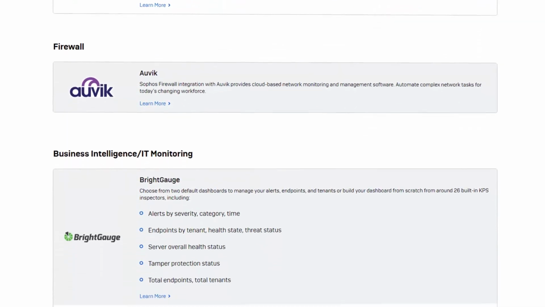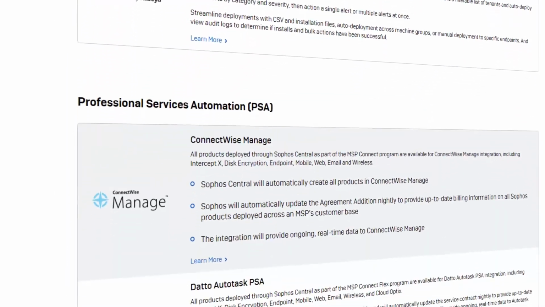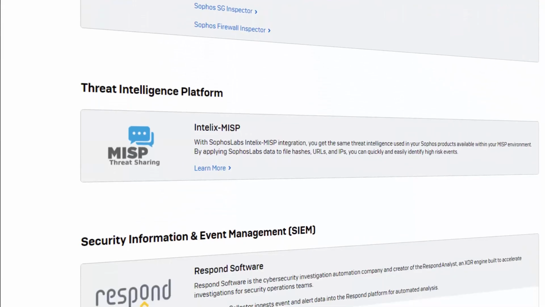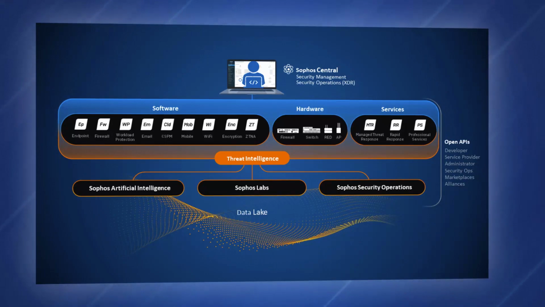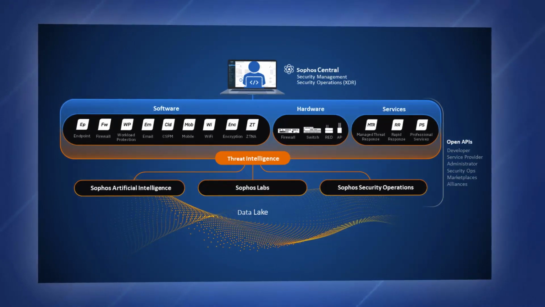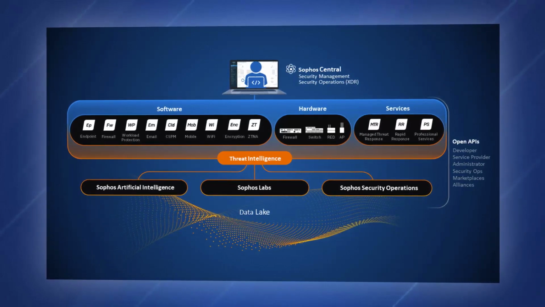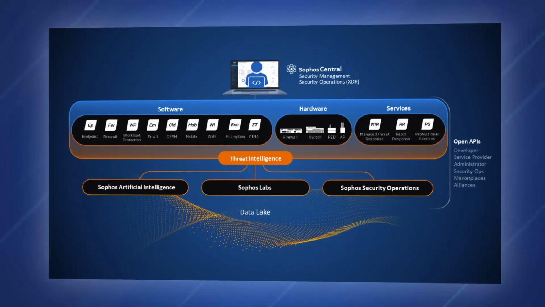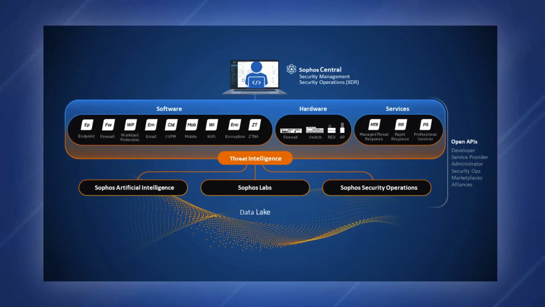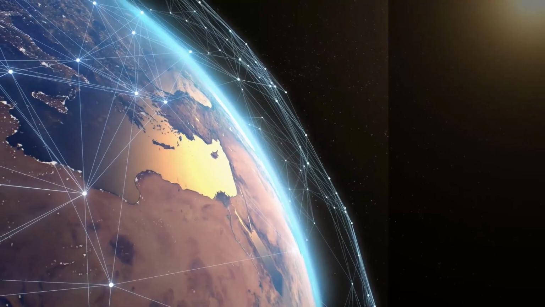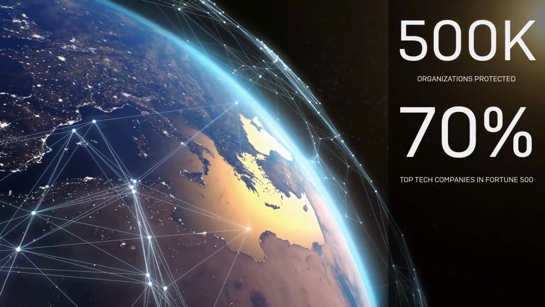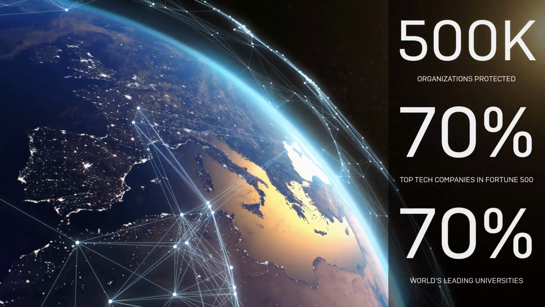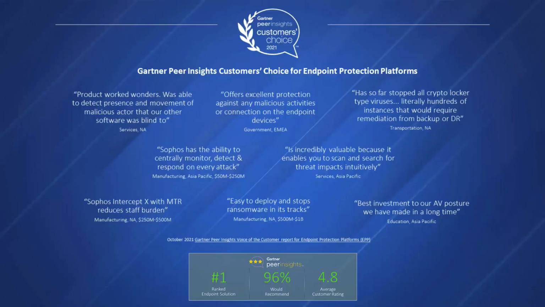And with open APIs and an extensive and growing list of third-party integrations, we fit into your world, not the other way around. And Sophos Endpoint is part of our adaptive cybersecurity ecosystem, a holistic approach that brings together cybersecurity expertise in a virtuous cycle of continuous communication and improvement between products, services, and data, all managed through the Sophos Central platform. Sophos protects over 500,000 organizations worldwide, including 70% of the top technology companies in the Fortune 500 and 70% of the world's leading universities. Our customers rate us number one, and 96% would recommend us to others.